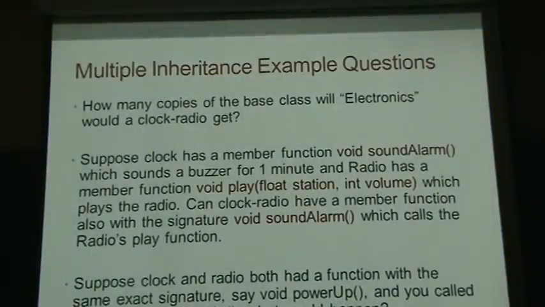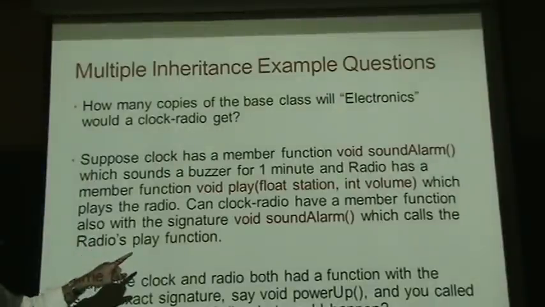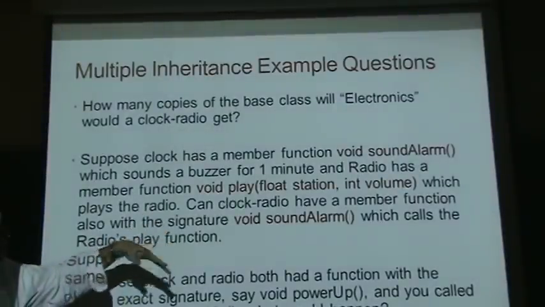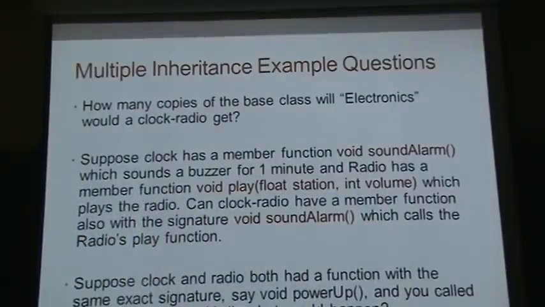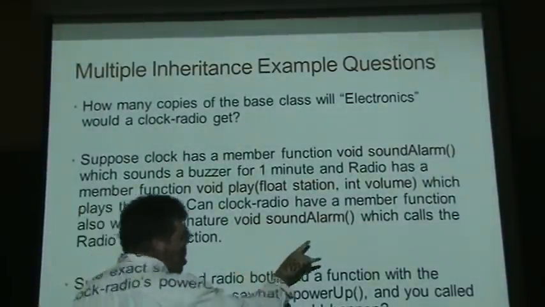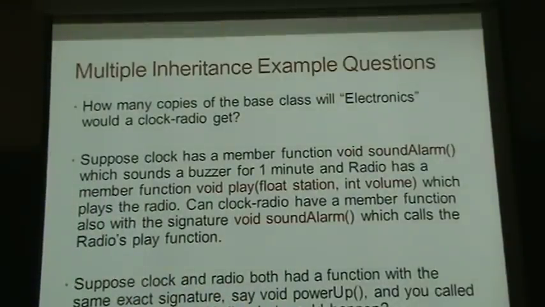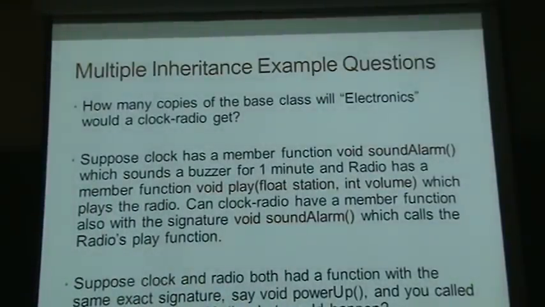Suppose the clock has a member function called sound alarm. So let's say it's an alarm clock, and it sounds a buzzer for 1 minute. That's what its method does. And then the radio has a method called play, which takes as a parameter a radio station and a volume, so it could play 95.5 at volume 3. Can clock radio have a member function also with the same signature called sound alarm, but it's not the one it inherited from clock, which plays a buzzer? It would rather have a sound alarm which will play the radio. It would be overriding the method.